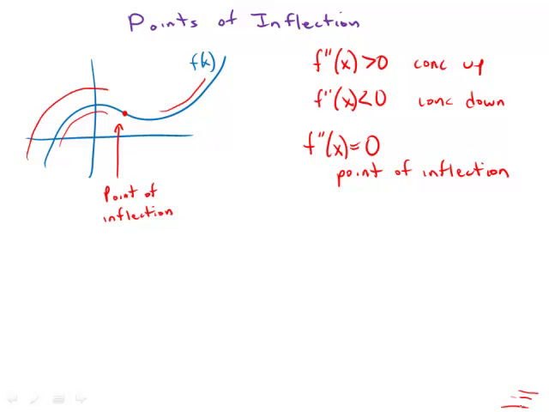Another way to say it is, imagine that function were an actual road, and you were actually driving along this road. Of course, when you're driving along this region here, your steering wheel would be off to the right. You'd have the steering wheel to the right to go around that curve. Later on, when you're driving over here, your steering wheel would have to be to the left.